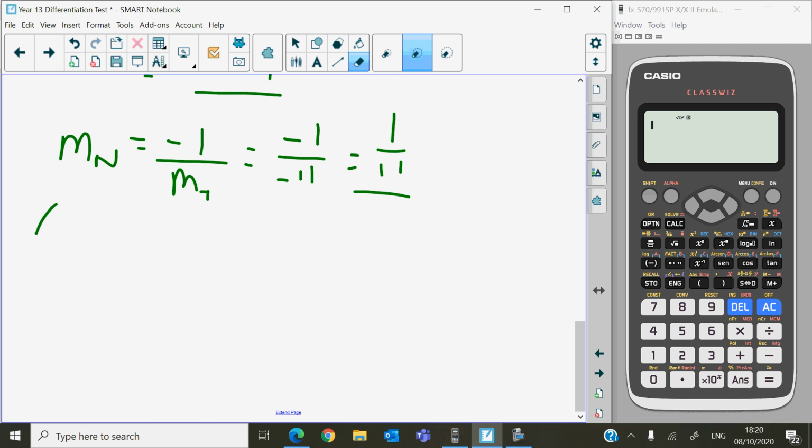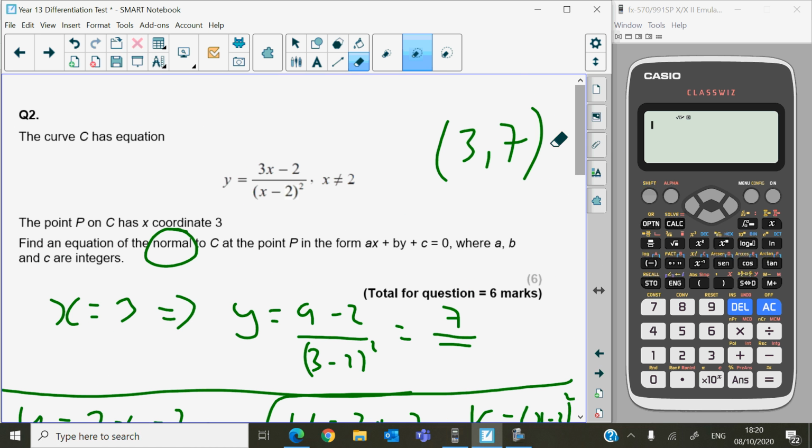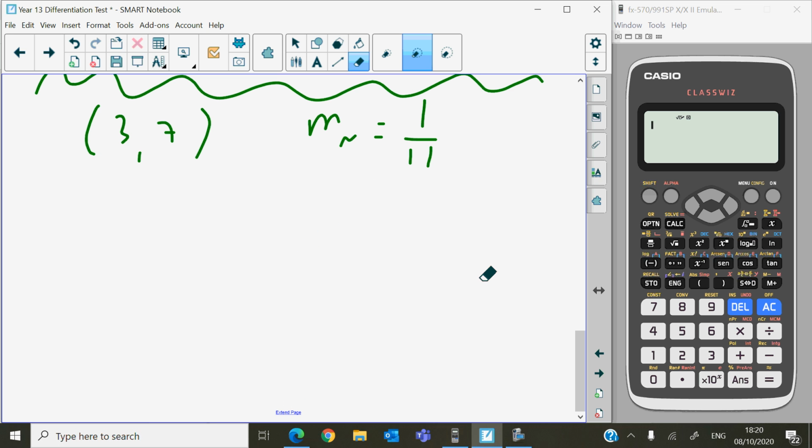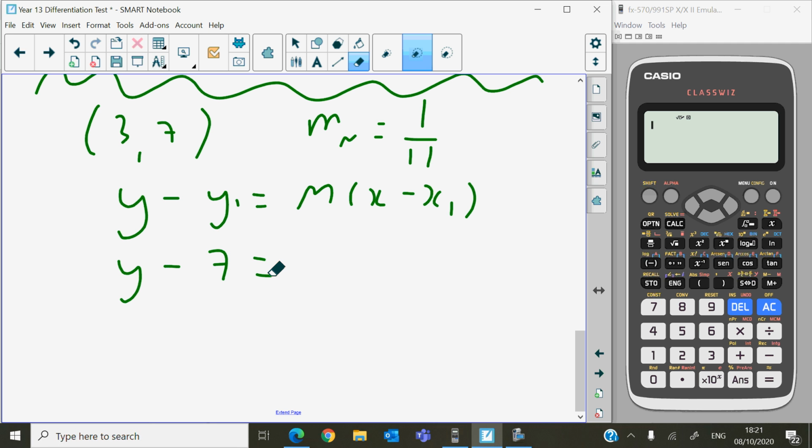So now what this becomes is just a situation where we're trying to find the line where our coordinate that we're going through is 3, 7. So we've got that. That's our x1, y1. And the gradient is equal to 1 over 11. And remember, the formula used, that we've been using since P1 for this, is y minus y1 is equal to m into x minus x1, where this is y minus our y coordinate, which is 7, is equal to m, 1 over 11, into x minus 3.